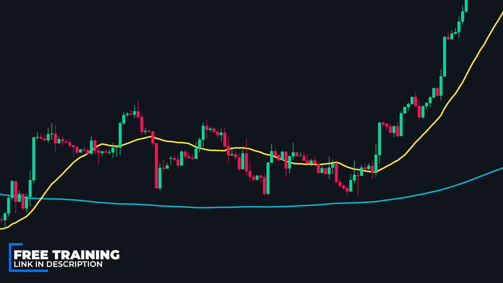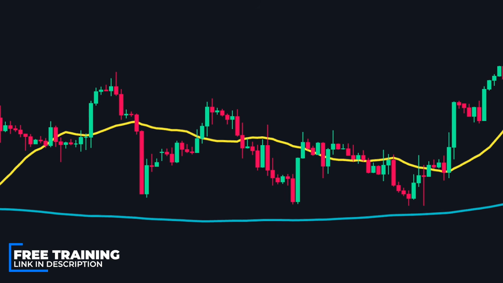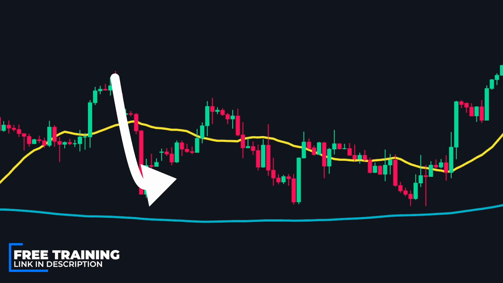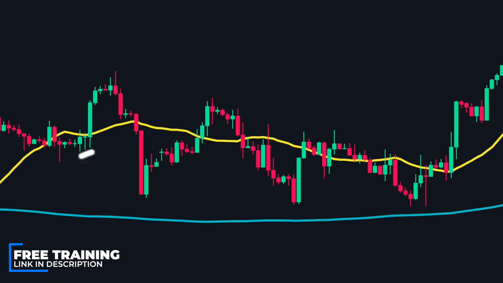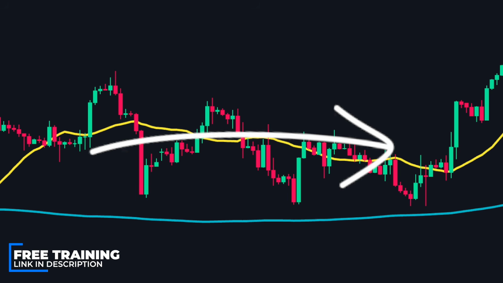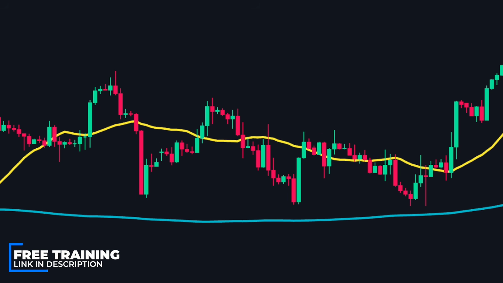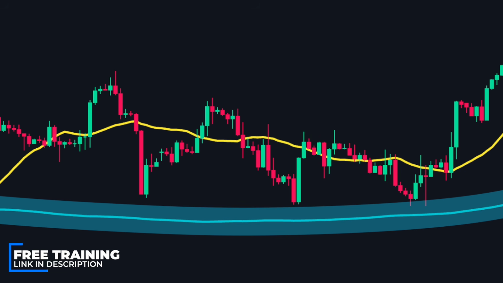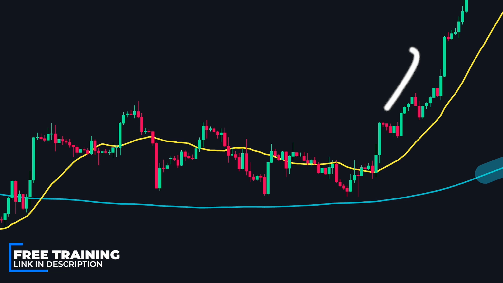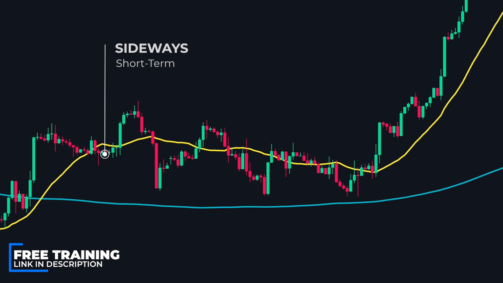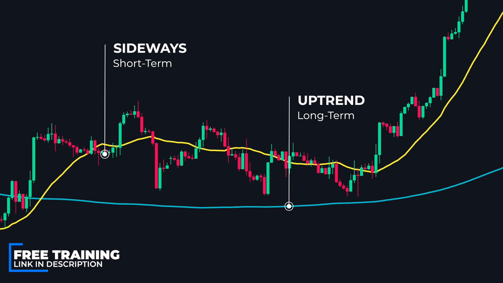Here is another example. When we zoom into this section of the chart, we see that the price was moving around the 20 MA for an extended period of time. Therefore, it means that the price is in a short-term sideways trend. But at the same time, the price stayed above the 200 MA. This means that the price is in a long-term uptrend. So, we have a sideways trend with a long-term upward bias.